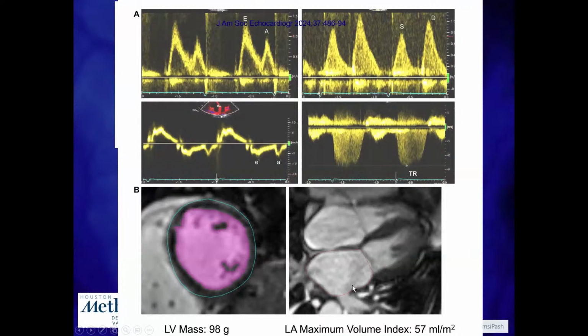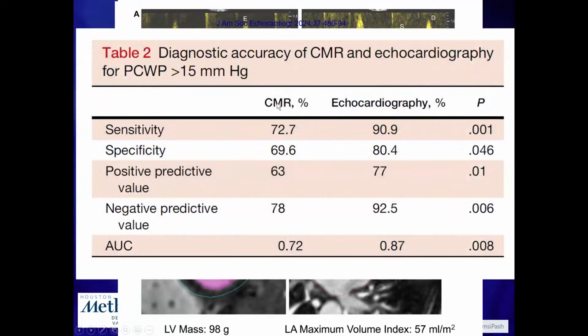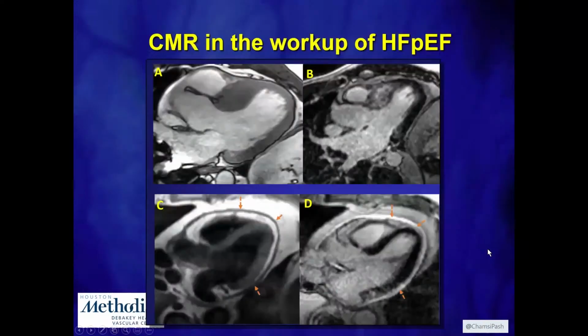So they actually used the same mathematical formula as was used in the European study, and they came up with a diagnostic accuracy algorithm. Echocardiography outperformed CMR in both sensitivity and specificity, and the positive predictive value and the negative predictive value were higher with echocardiography compared to CMR. The area under the curve for MRI was 0.72 versus 0.87 for echo, and that was statistically significant.